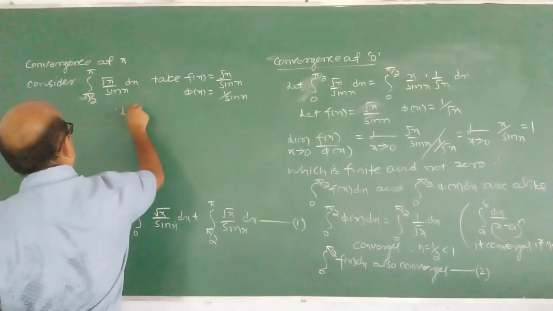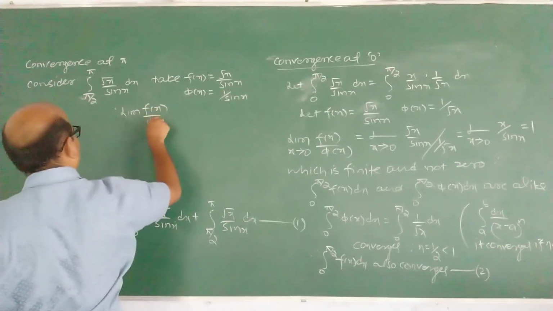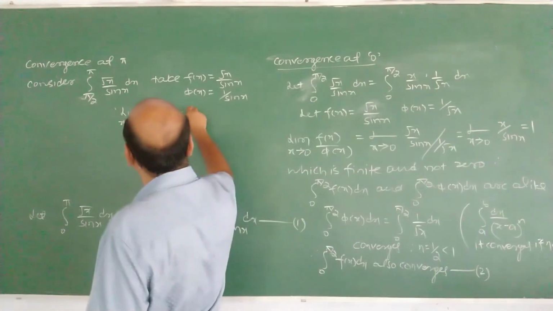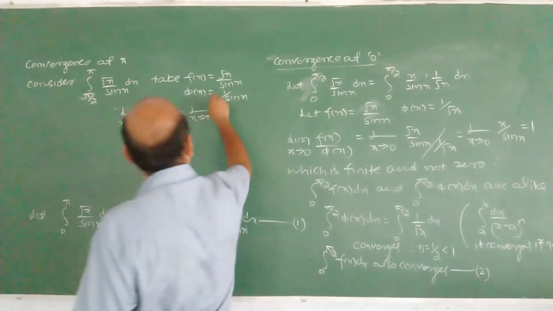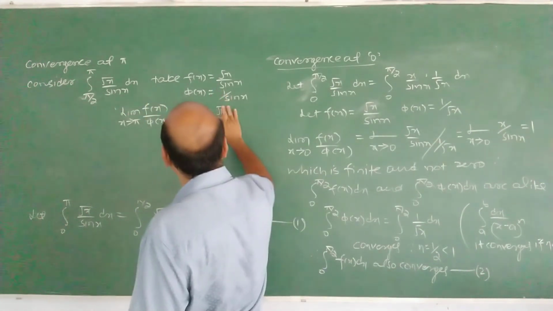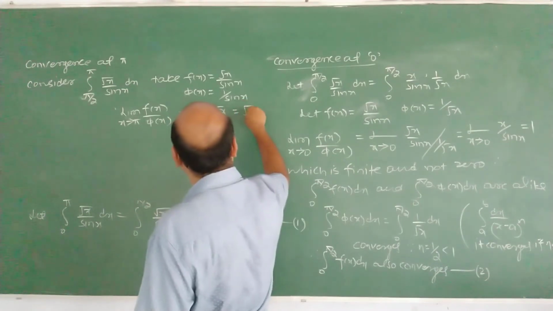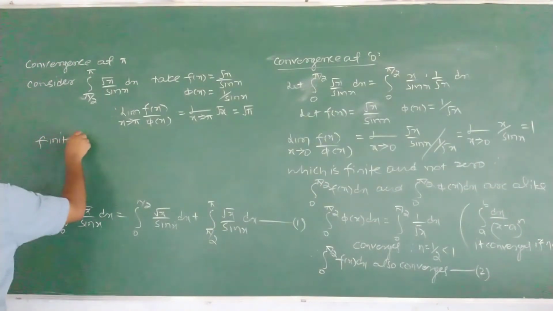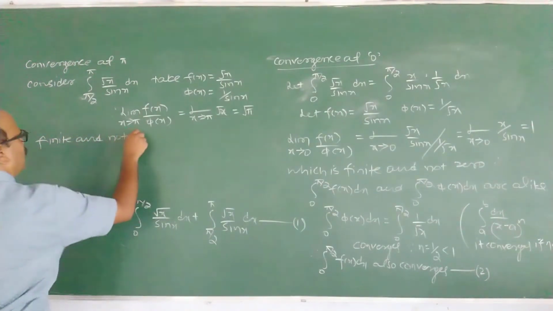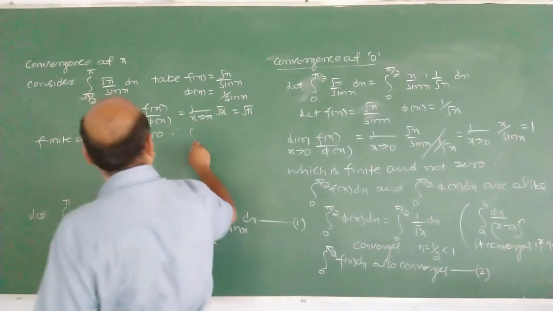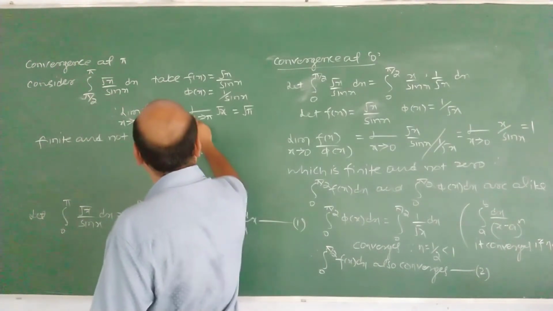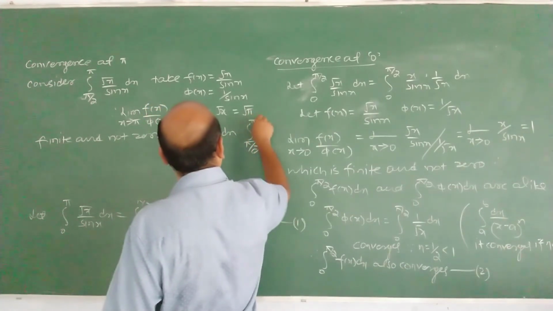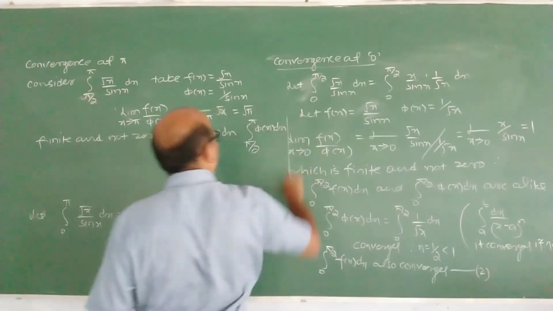Therefore, the limit of f(x) by g(x) as x tends to pi, where the point of discontinuity is pi. What do you get? Root x, and the limit is root pi. Now this is finite and not 0. Therefore, by comparison test, integral pi by 2 to pi of f(x) dx and integral pi by 2 to pi of g(x) dx are alike.